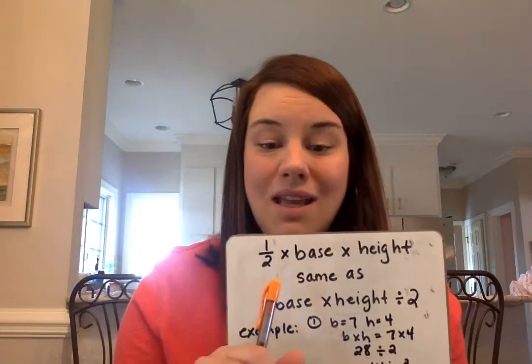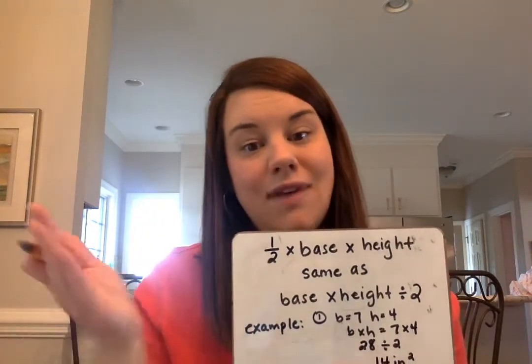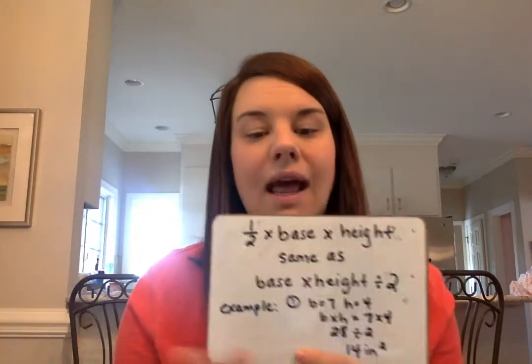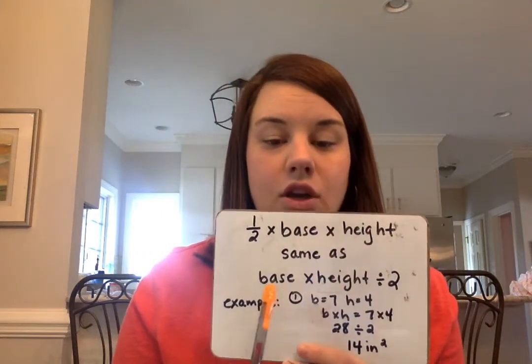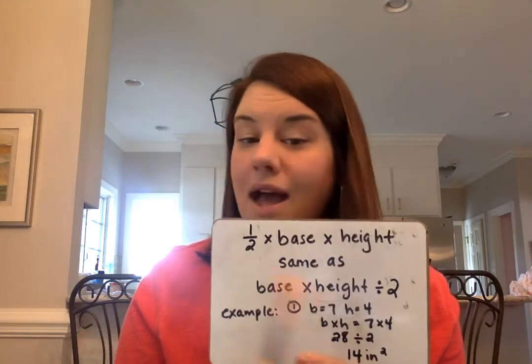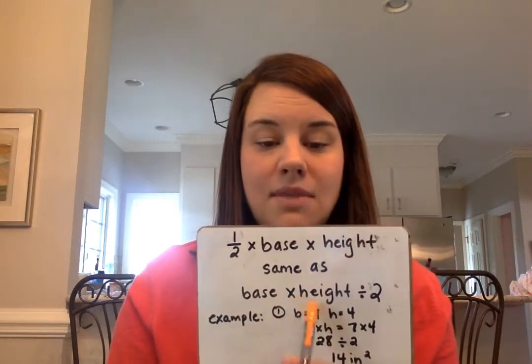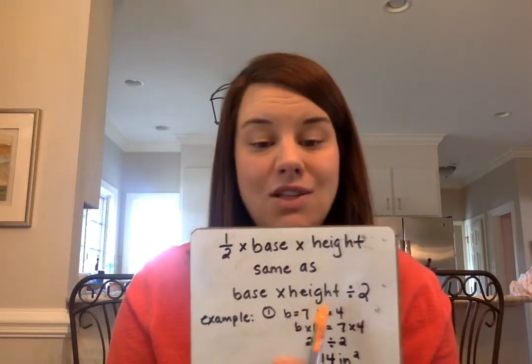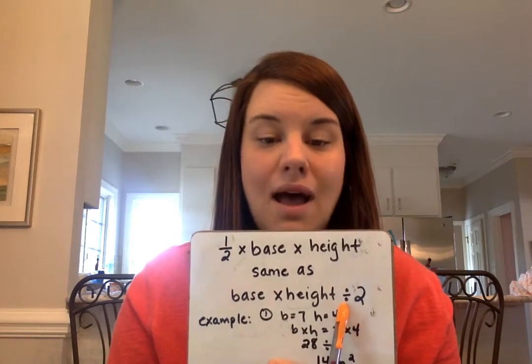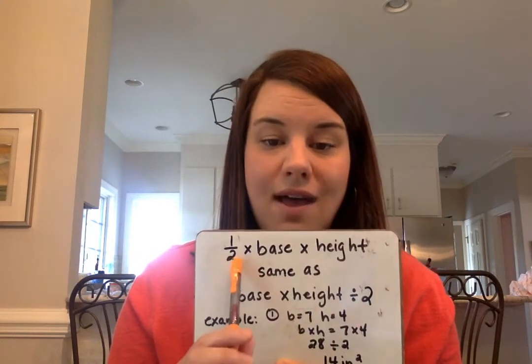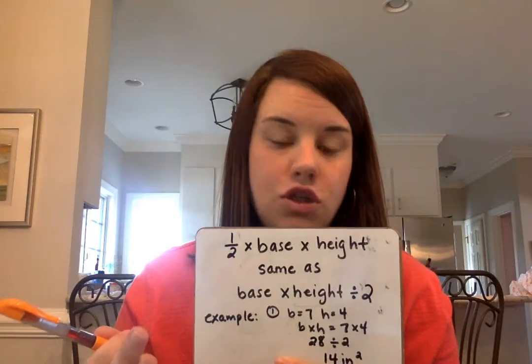The same thing as multiplying by half is dividing something in two, cutting it in half. So we're actually going to say you're going to do the base times the height, just like you've done for every other area measurement that you've done, get your answer, and divide that answer by 2. Same thing as finding a half of it, divide it by 2, okay?